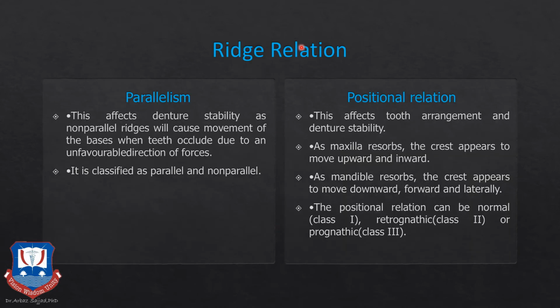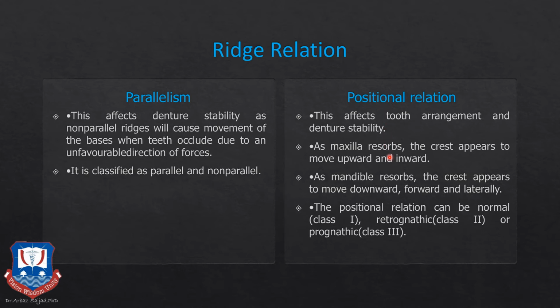Now coming to the ridge relationship, another thing that needs to be considered is the parallelism of the ridges. This may affect the denture stability, as non-parallel ridges will cause movement of the denture bases when the teeth occlude. Ridge parallelism may be parallel or non-parallel. Next is the positional relationship. This will again affect the teeth arrangement and denture stability.